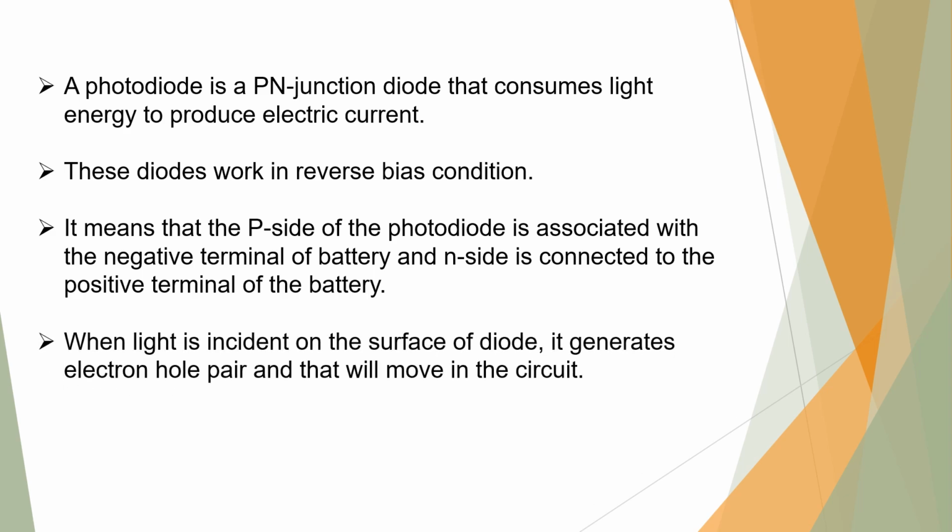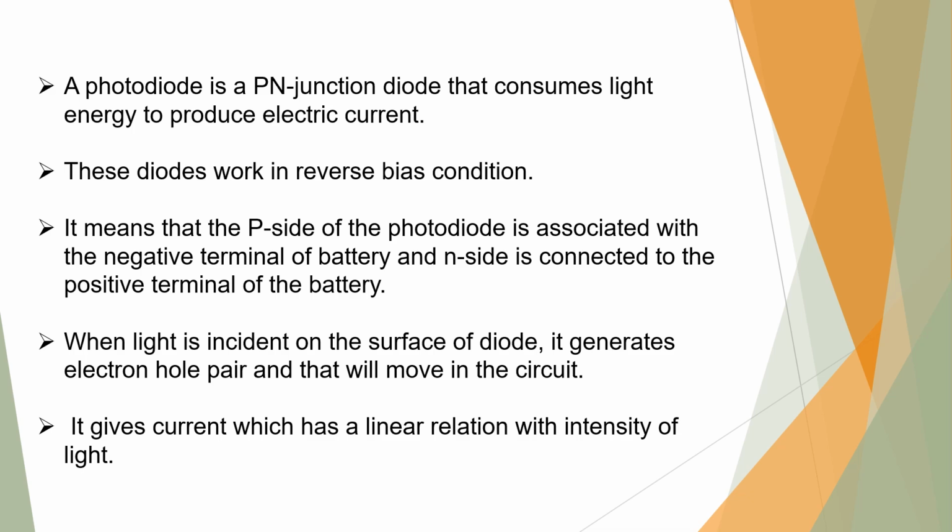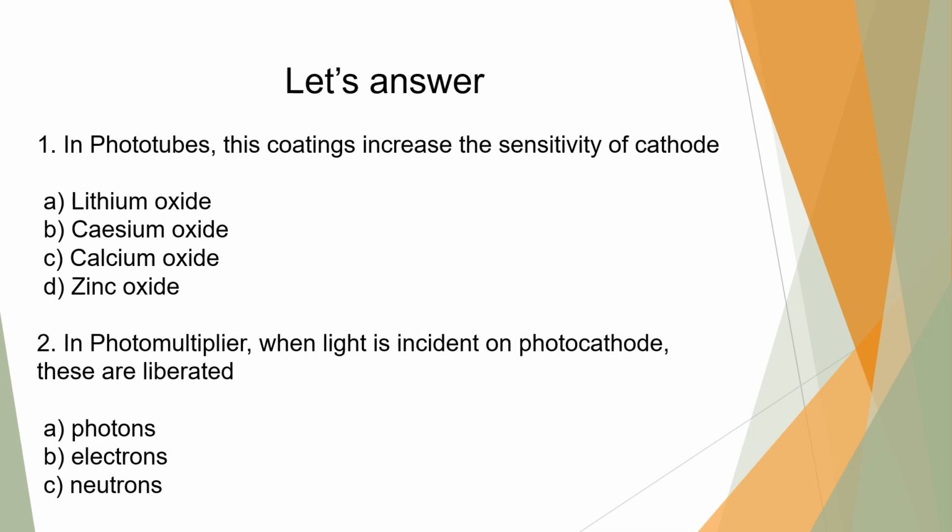When light is incident on the surface of the diode, it generates electron-hole pairs and they will move in the circuit. It gives a current which has a linear response with the intensity of light input, such that we measure the intensity of electromagnetic radiation in UV visible spectroscopy.